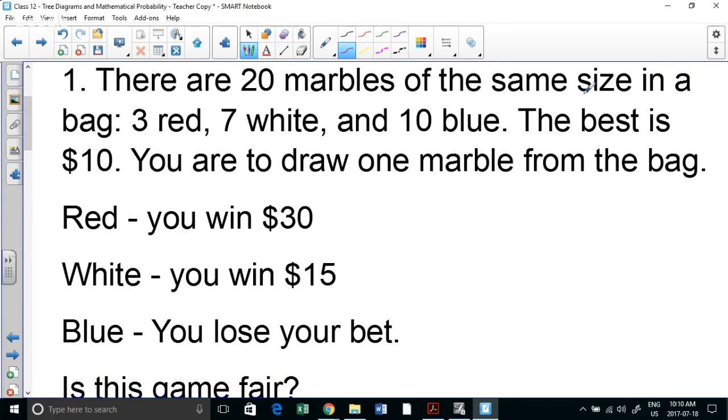There are 20 marbles of the same size in a bag. This is bet, not best. There are 20 marbles of the same size in a bag, 3 red, 7 white, and 10 blue. The bet is $10. You are to draw 1 marble from the bag. If you pull out a red, you win $30. If you pull out a white, you win $15. Blue, you don't get anything. Is this game fair?